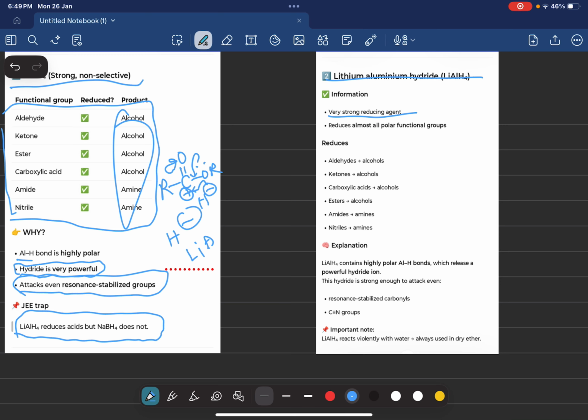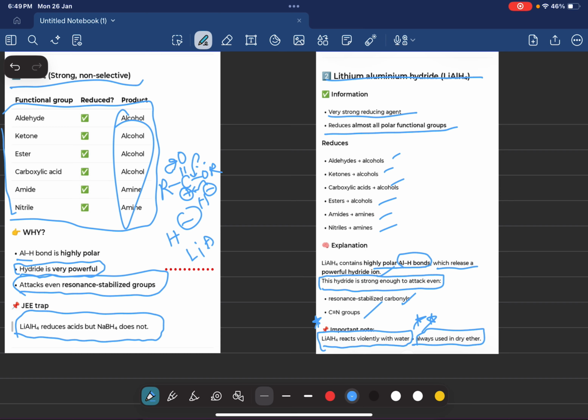It is a very strong reducing agent and reduces almost all the polar groups. All these things it can reduce. LiAlH4 contains highly polar Al-H bonds, which release a powerful hydride ion. This hydride is strong enough to attack even resonance stabilized carbonyl groups or nitriles. So LiAlH4 reacts violently with water, very important point, and is always used in dry ether, very key point this one. Hope it is clear, students.